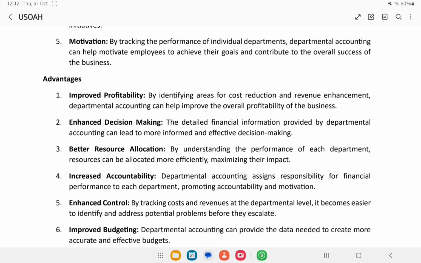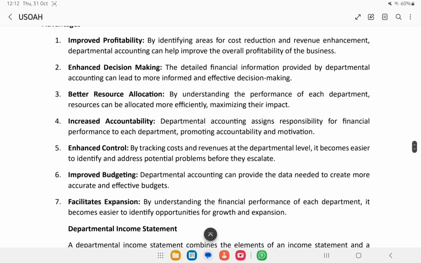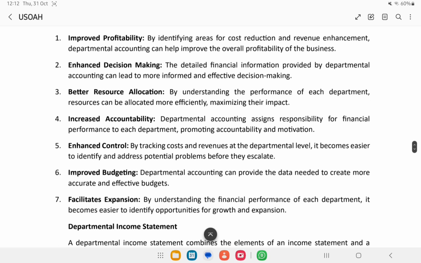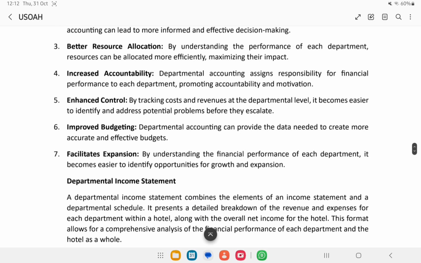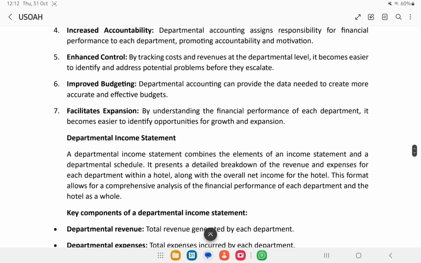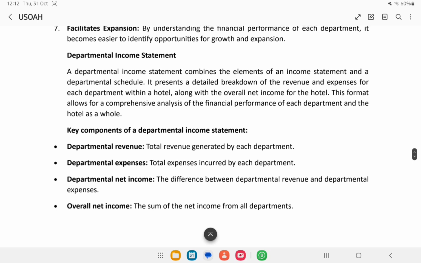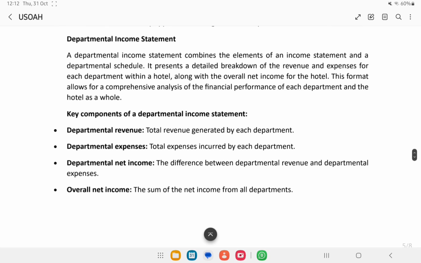Now, what are the advantages? The same thing, I think. It improves profitability, it enhances decision making, better resource allocation. Okay, simple things. Just read it for the sake of your exam.